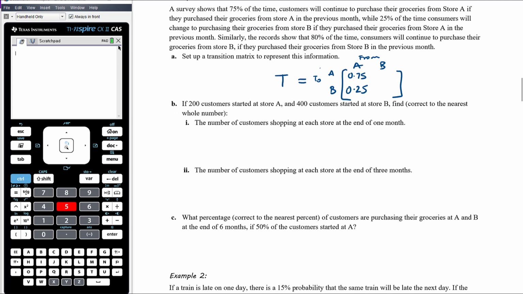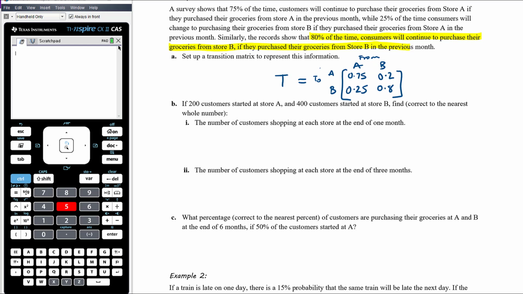Similarly, records show that 80% of the time, consumers will continue to purchase groceries from store B if they purchased from store B previously. Okay, so 80% of the time they'll stay with store B. If they were from store B in the previous month, they will still be with store B in the next month. And so that means 20% will go from store B to store A.